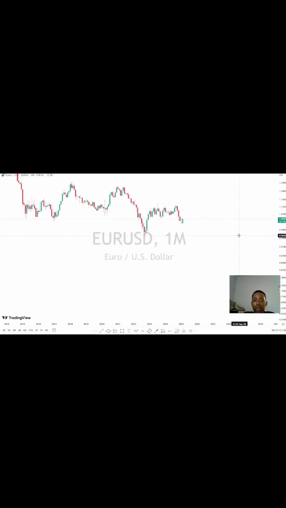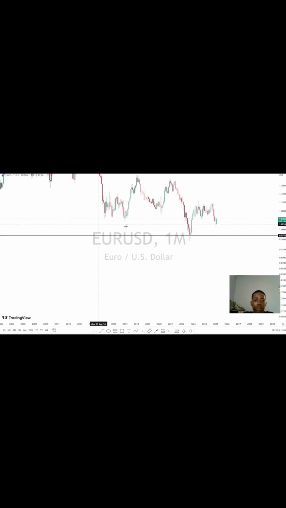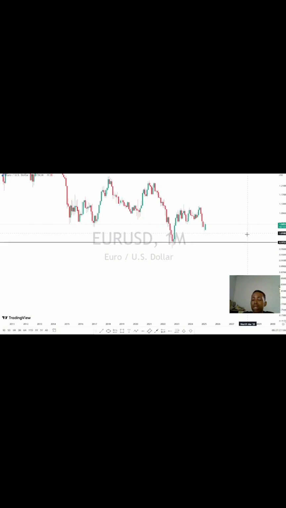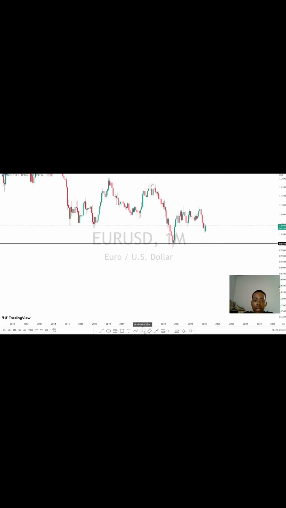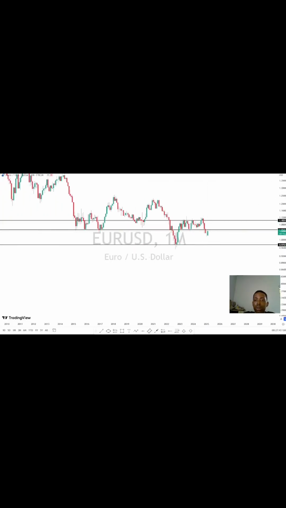Firstly, you guys know how we do it. Map out the reversing point. Very important. The support and resistance need to be mapped out accurately. So I'll take this level, not on the rejection, on the body candle, and I'll initially take another level here. I think this one. Yes, this one.